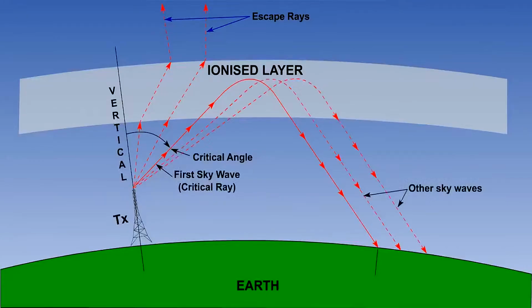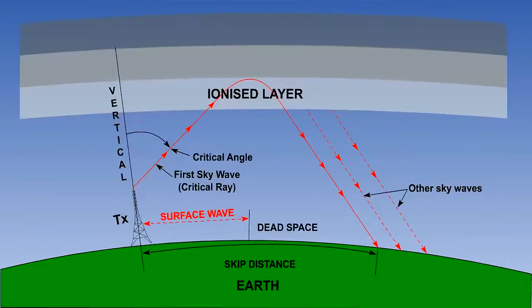But there will be many returning skywaves because radio waves fan out from the transmitter and they will reach the ionosphere at different places, and therefore they will return to Earth in different places. The distance from the transmitter to the point where the first returning wave comes back to Earth is called the skip distance.